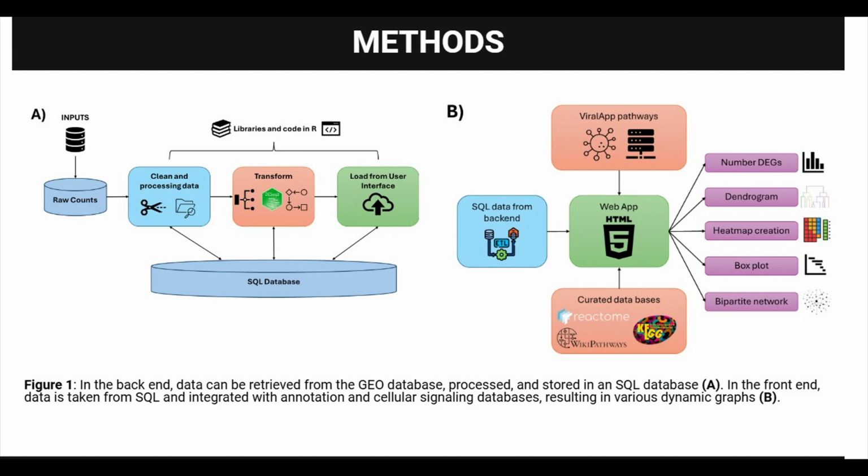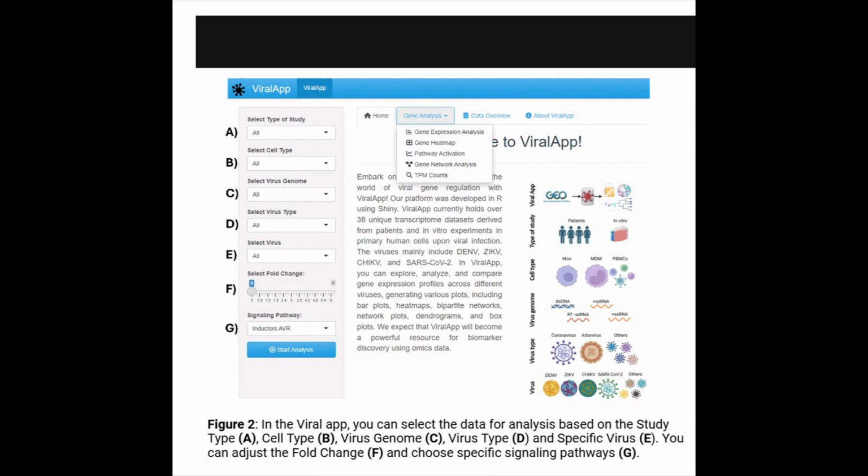and bipartite networks. In Viral App, users can select data for analysis based on study type, cell type, virus genome, virus type, and specific virus. Users can also adjust the fold change for differentially expressed genes and choose specific signaling pathways for analysis.